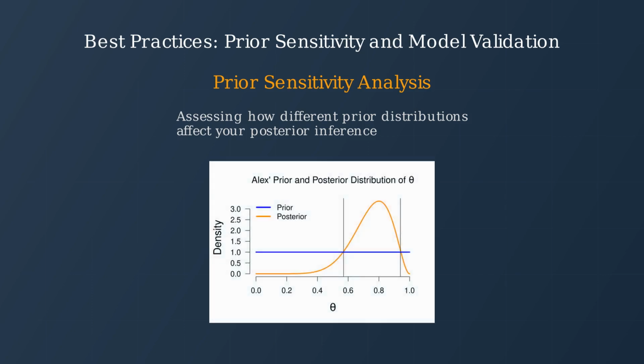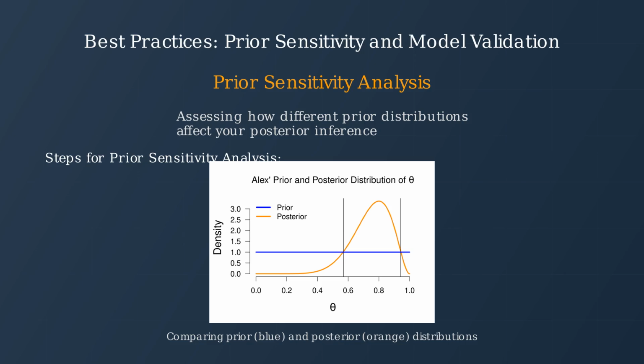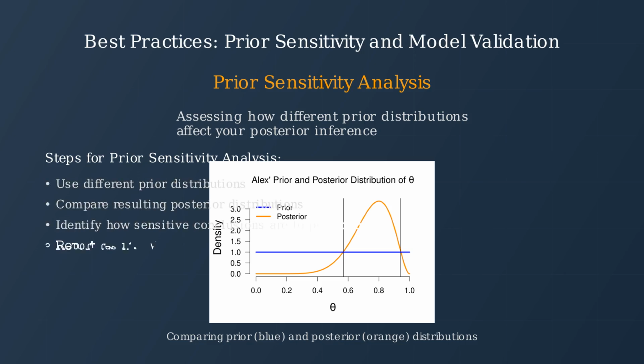Here we see how a flat prior distribution in blue leads to a concentrated posterior distribution in orange. The black vertical lines represent the 95% credible interval. To perform proper sensitivity analysis, use different prior distributions and compare the resulting posteriors. This helps identify how sensitive your conclusions are to your prior choices, allowing you to report results with appropriate uncertainty.